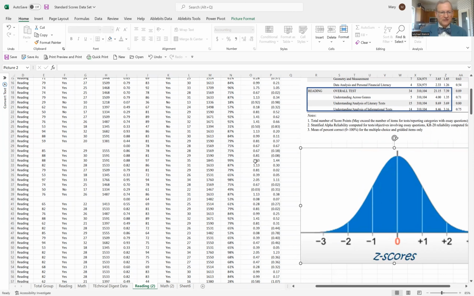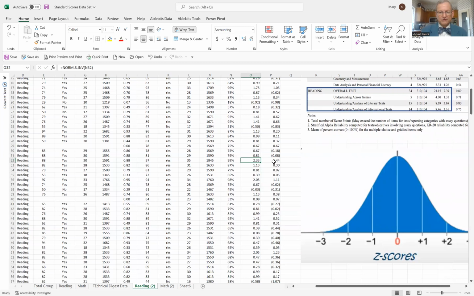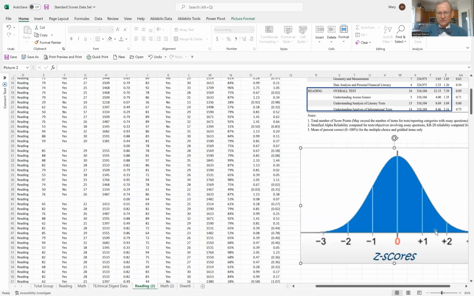If we chose the student here in row 32, their Z-score was 2.33, which showed a growth of 1.44, so almost 1.5. And so over here, between 1 and 2, we would see that they are outside the average, which is between 1 standard deviation plus or minus.